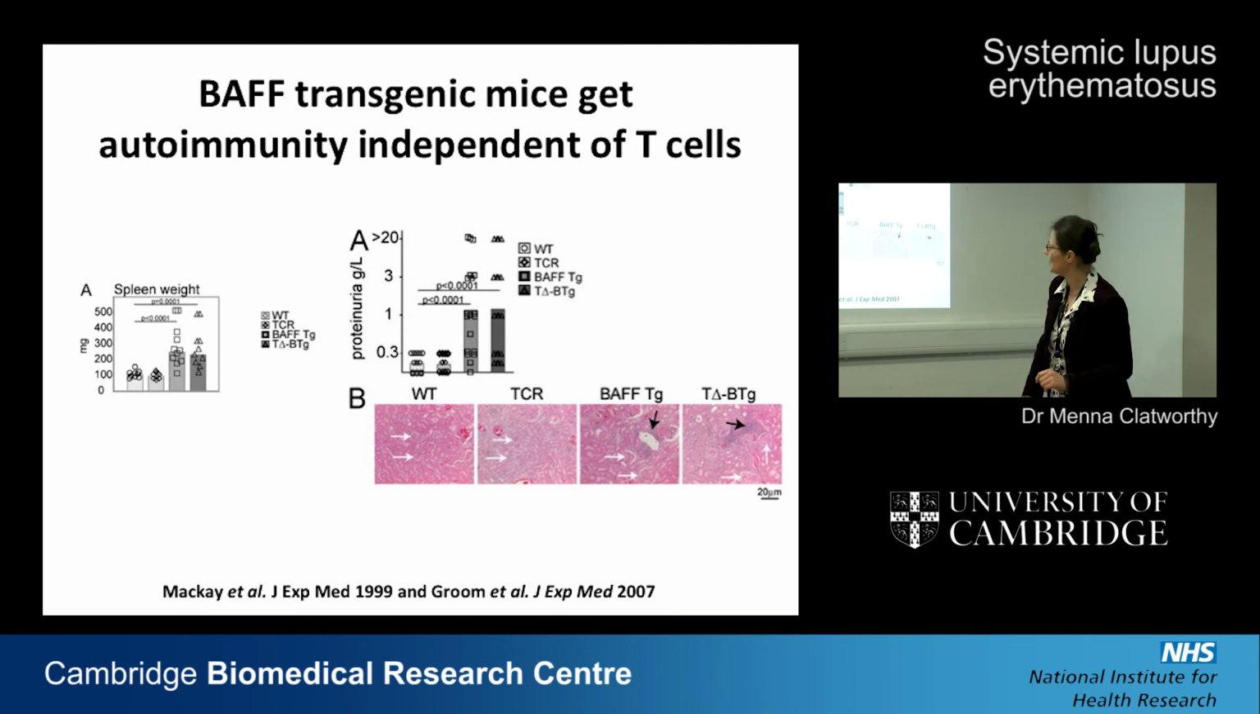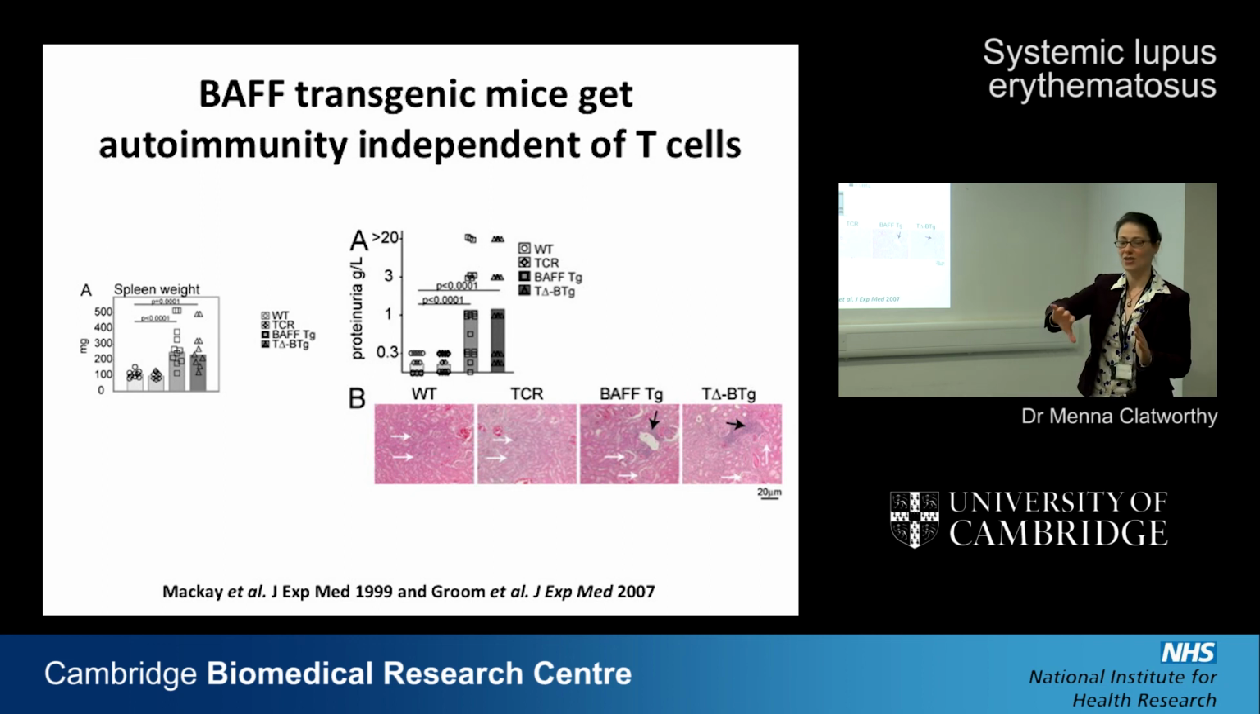And what they found was that in the BAF transgenic mouse that lacked B cells, so this is the fourth bar, the disease you got was the same as in mice that had T cells. So what it tells you is if you drive the co-activation of B cells hard enough, B cells begin to function autonomously and no longer need T cell help.